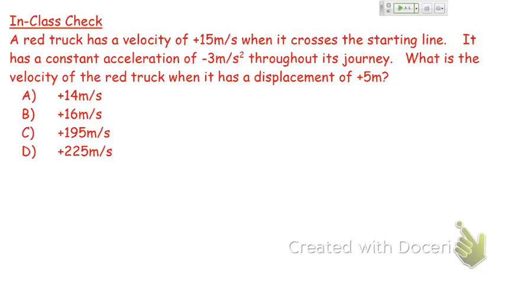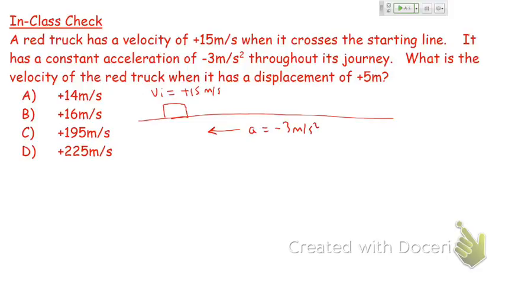Red truck has a velocity of plus 15 meters per second when it crosses the start line. So now I've got positions. So here's my red truck. And Vi is equal to plus 15 meters per second. Crosses the start line. As a constant acceleration of minus 3 meters per second squared. What is the velocity of the red truck when it has a displacement of plus 5? So this is plus 5 meters. This is 0 meters. And I want to know what the velocity is.